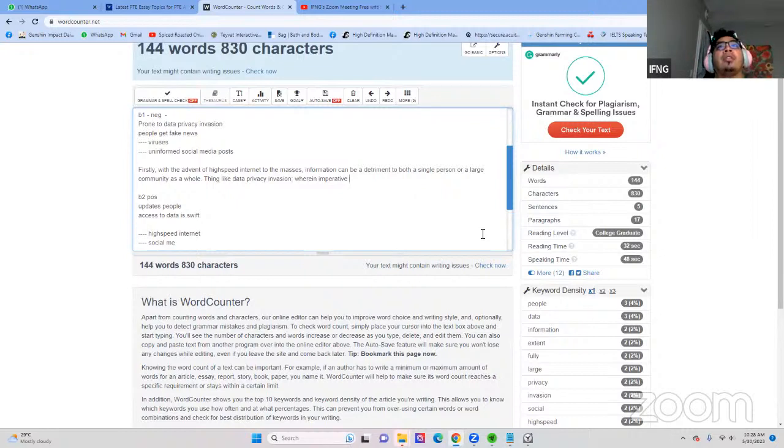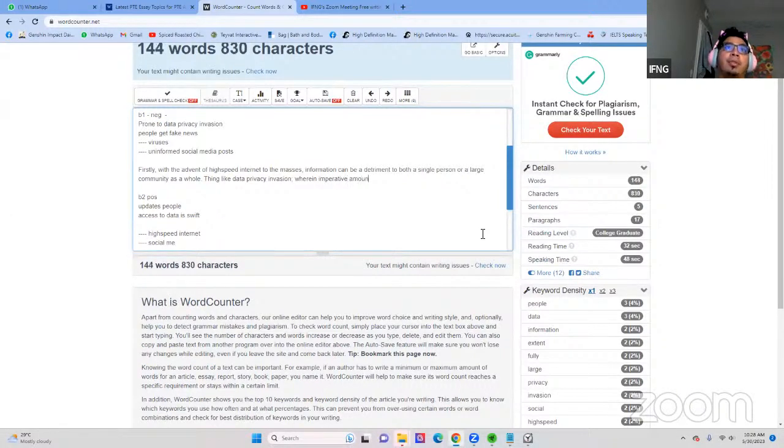This is what I usually do. Nagbabaon ako ng maraming words. Before my exam, I've already learned a lot of high-level vocabulary and know how to use them effectively, right?